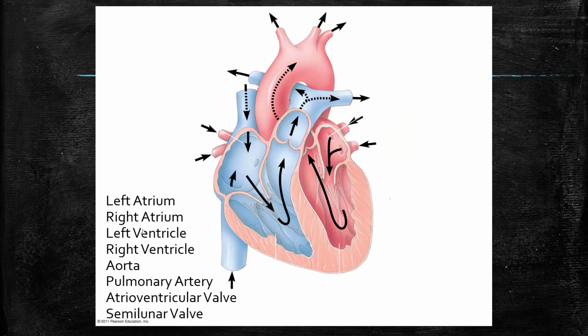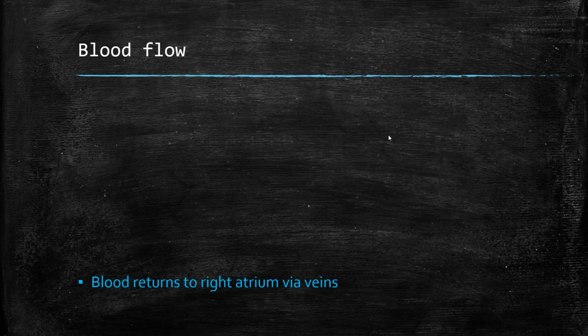I will point out something cool, though. It's the blood hitting the atrioventricular valve and the closing of the semi-lunar valves that you hear when you hear a heart going lub-dub, lub-dub, lub-dub, lub-dub. So something to keep in mind. But these are the terms that you should be able to label on the heart.